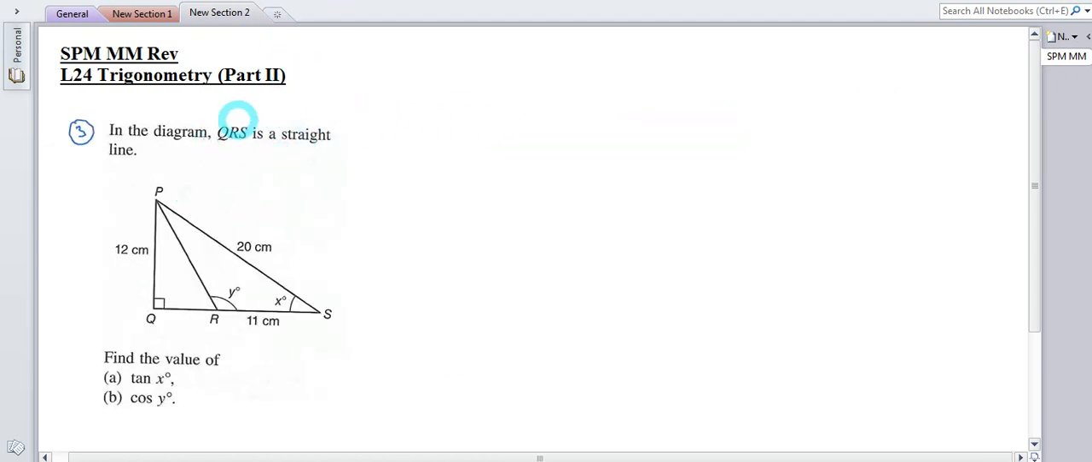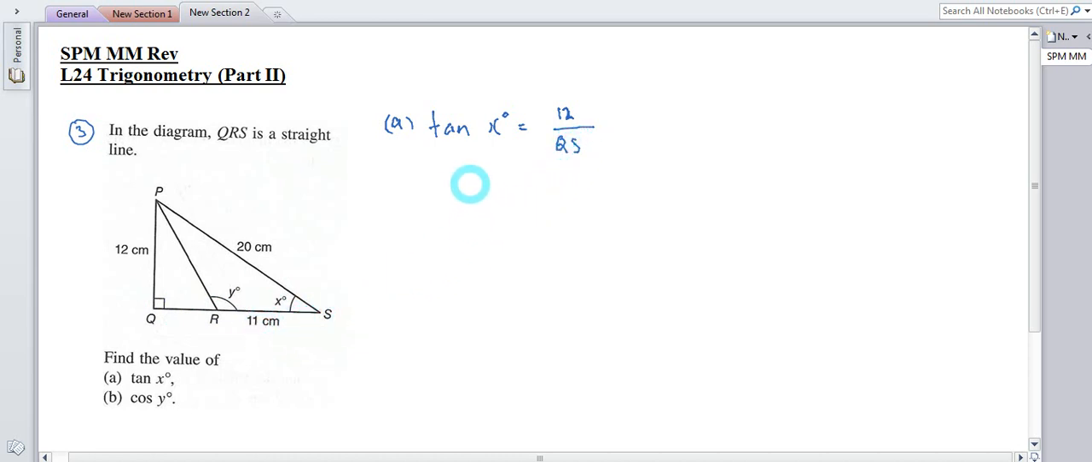In the diagram, QRS is a straight line. So QRS is a straight line. Find the value of tangent X. X over here. Now we just ignore this line. So tangent X, opposite over adjacent. The opposite is 12. Adjacent is QS. We don't have the length of QS. We only have the length of RS.